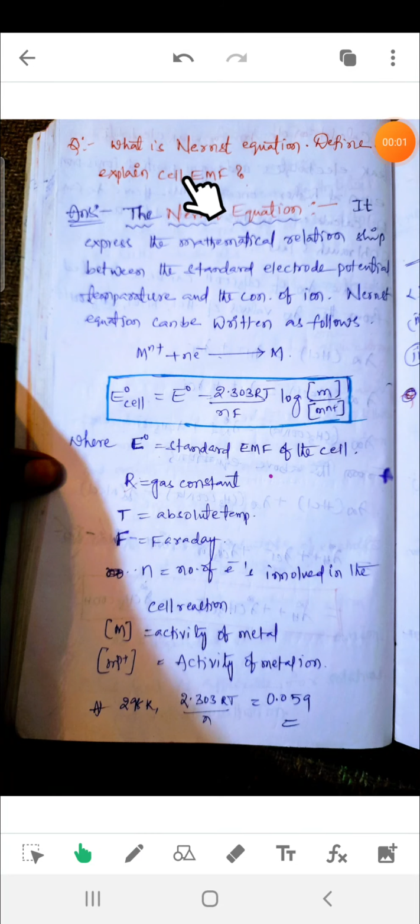We are going to discuss the Nernst equation and electromotive force. This type of question will be asked from an examination point of view. Now we are going to see the detailed study of the Nernst equation.